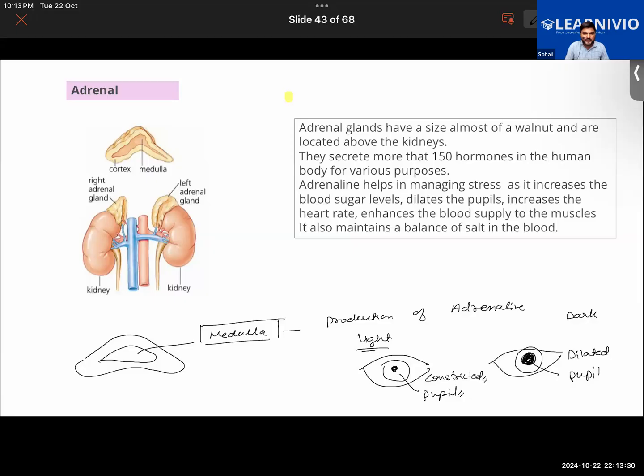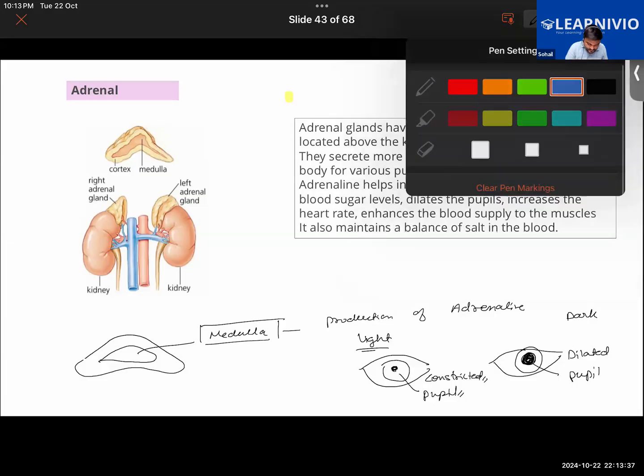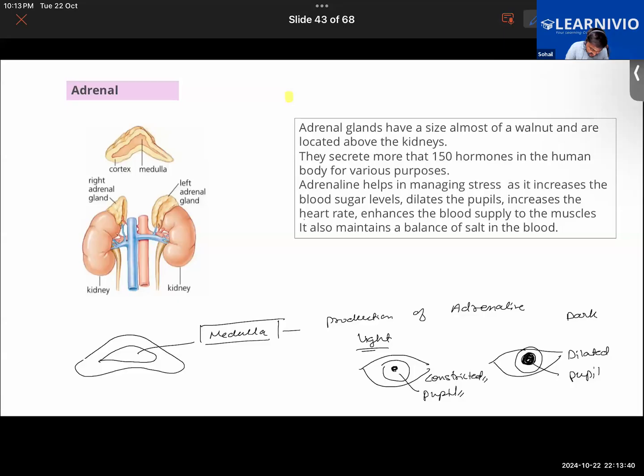So what did we learn about adrenaline? First, it increases the heart rate and increases the blood supply to the muscles. Also, it dilates the pupil, and it increases the blood sugar level. These are some of the important functions. Apart from that, it is helpful in maintaining the balance of salt in the blood also. Is that much clear?